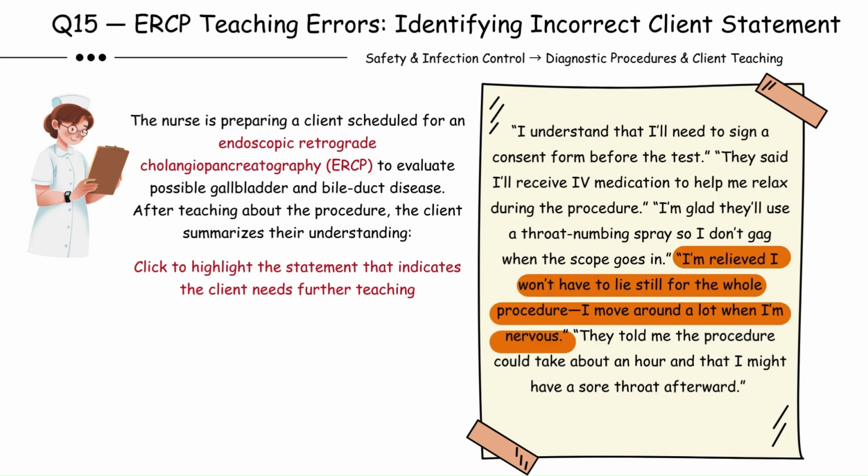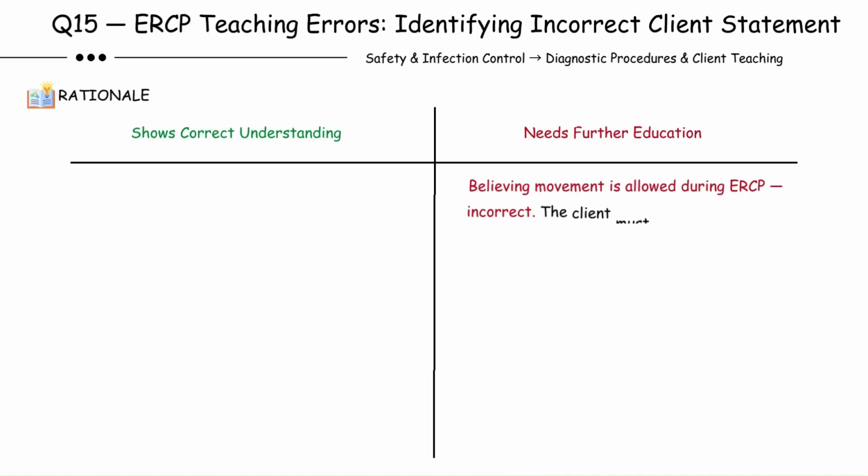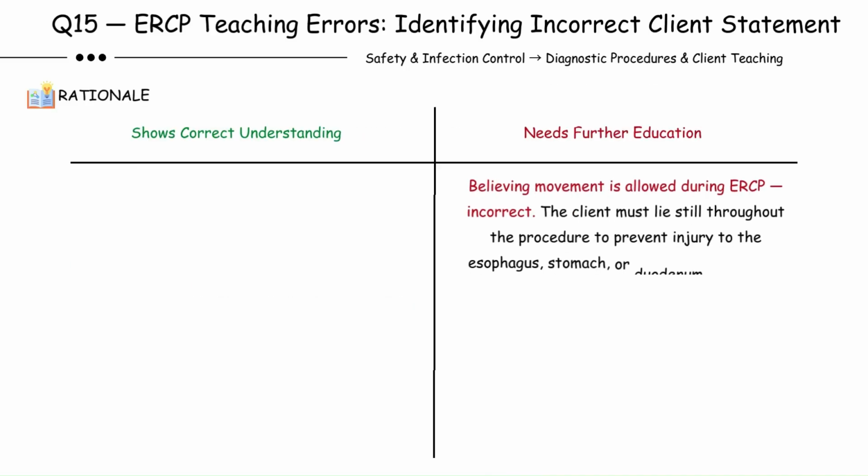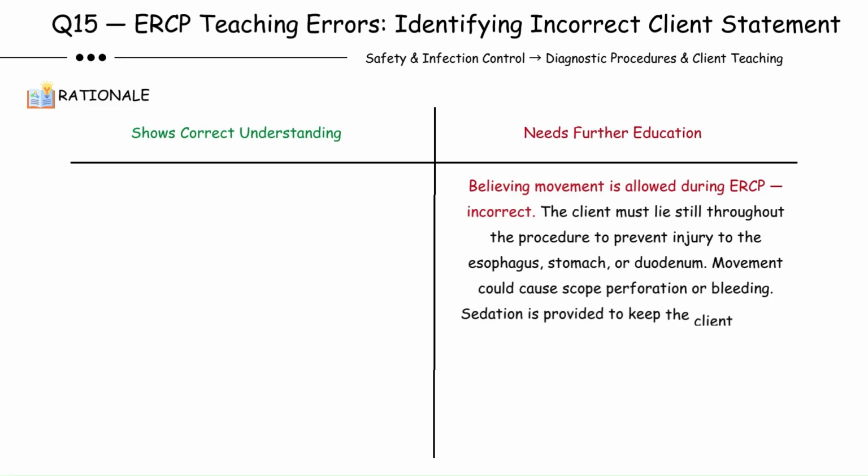The statement that needs correction is, "I'm relieved I won't have to lie still for the whole procedure. I move around a lot when I'm nervous." Let's look at the reasoning behind that. During an ERCP, a flexible scope is passed through the throat, down the esophagus, and into the stomach and duodenum to access the bile ducts.